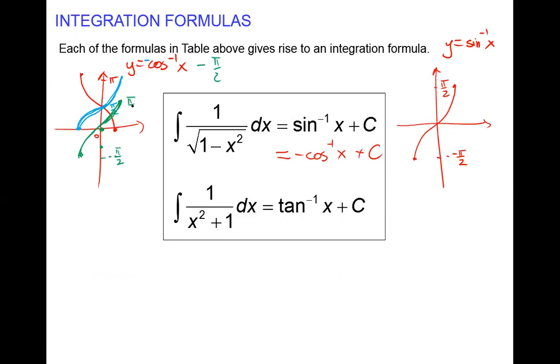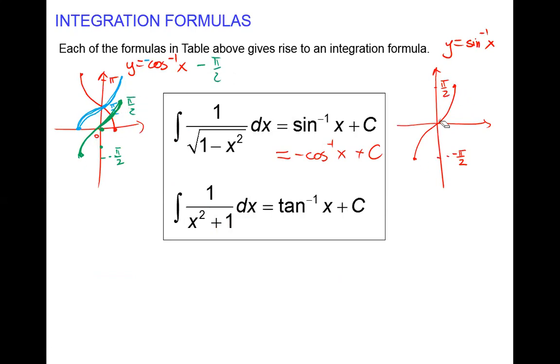Pi over 2 and positive pi over 2. It's a little bit too tiny. I don't know why I'm squeezing on the corners, but that's my point. Negative inverse cosine of x minus a constant is the green graph.